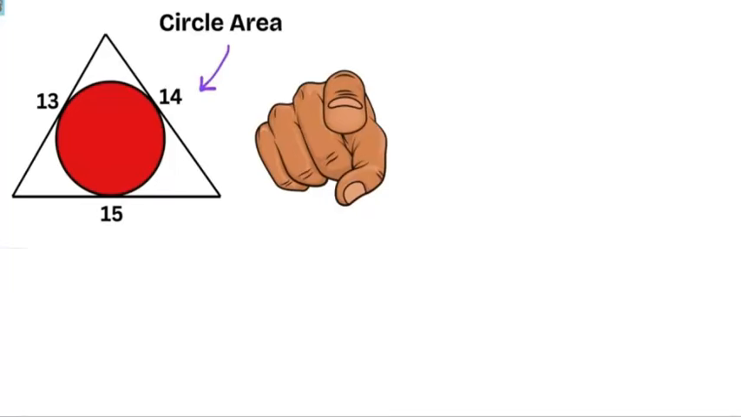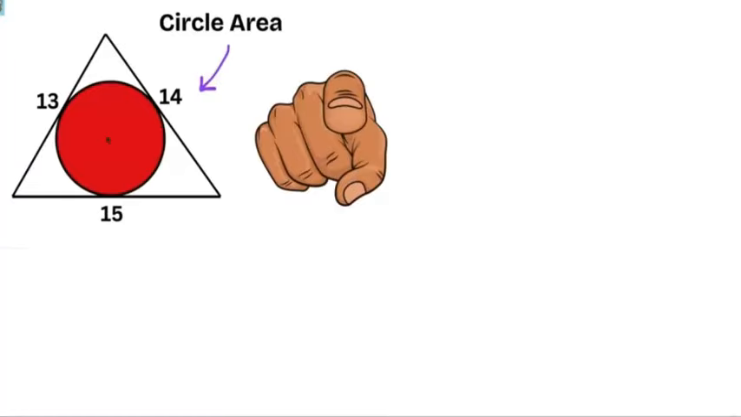Today we have another interesting geometry puzzle. Here we have an inscribed circle inside a triangle. Our job is to find the area of this circle shaded in red. And the sides of the triangle are given as 13, 14, 15 units. Awesome. This is an interesting geometry problem. So let's see how we're going to solve this problem.